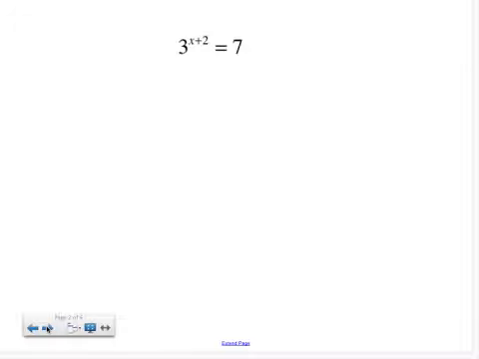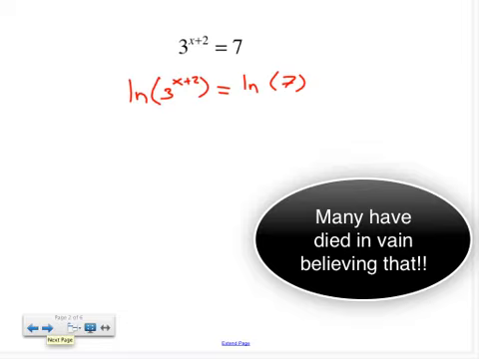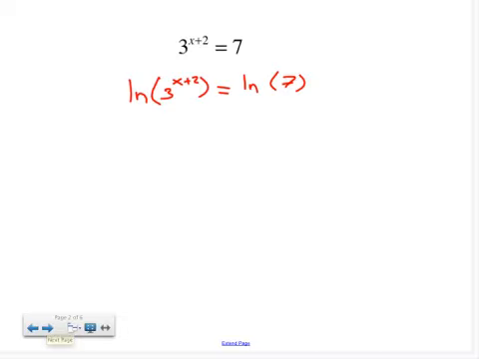It looks like this. Natural log of 3 to the x plus 2 equals the natural log of 7. Okay, and I want you to be very clear. We're not multiplying both sides by ln, even though that's maybe what it looks like to you. Okay, we are making both sides of the equation the input of a natural logarithm. Okay, very important.